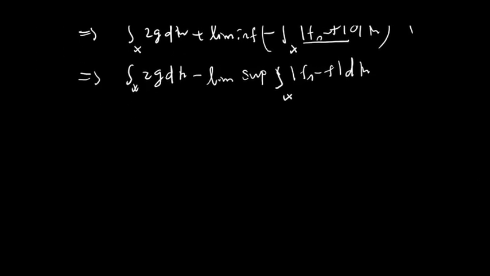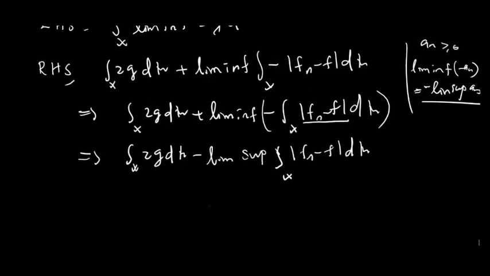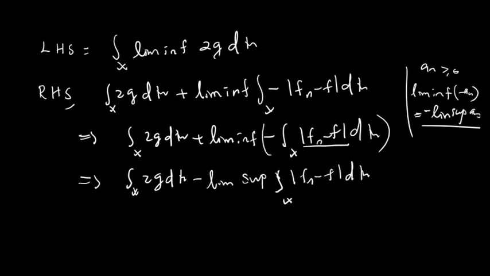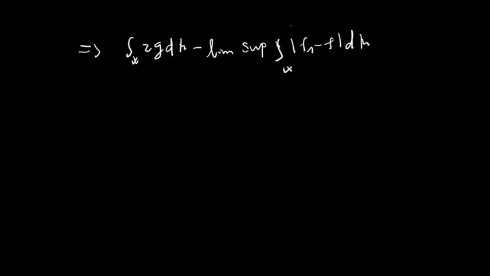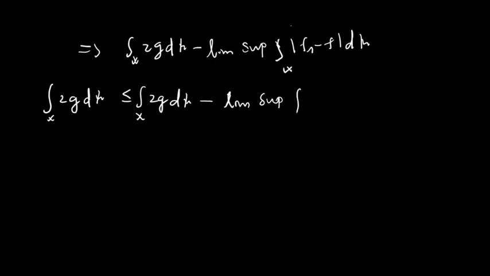So what is the LHS? The integral over X of lim inf 2g dμ. So we have the integral over X of 2g dμ, which is less than or equal to the integral over X of 2g dμ minus lim sup of the integral over X of |f_n minus f| dμ.